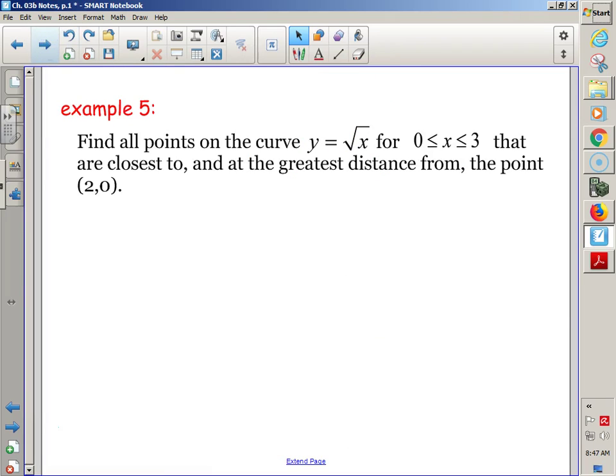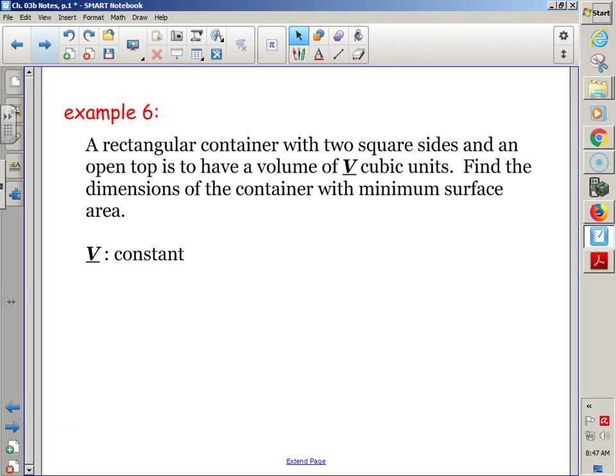Let's pause. I don't want to do this one next. No. Fine. I'll go rearrange the slides in just a second. I want to do this one next.